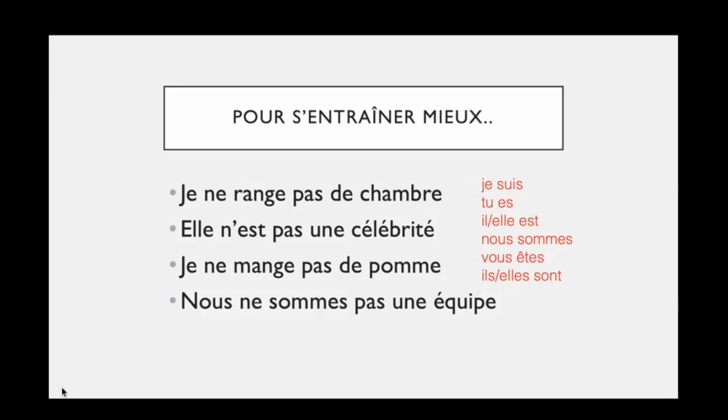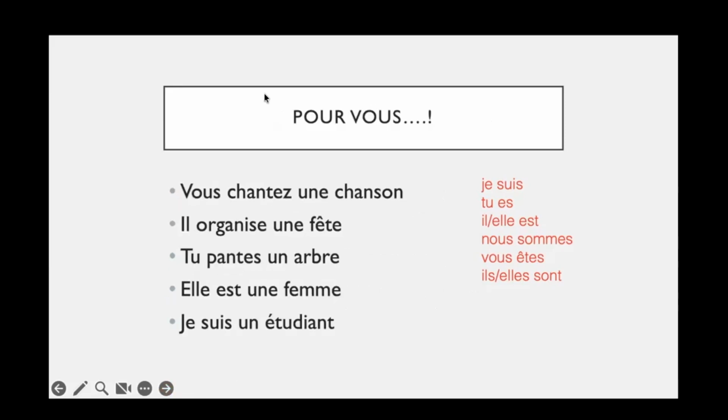Okay, so in general, what we do is we put de in place of un, une, des in a negative sentence. But if there is the verb être, which looks like this, then we do not use de, we just simply use un, une, des as it is in a negative sentence, right? Okay. This is for you.